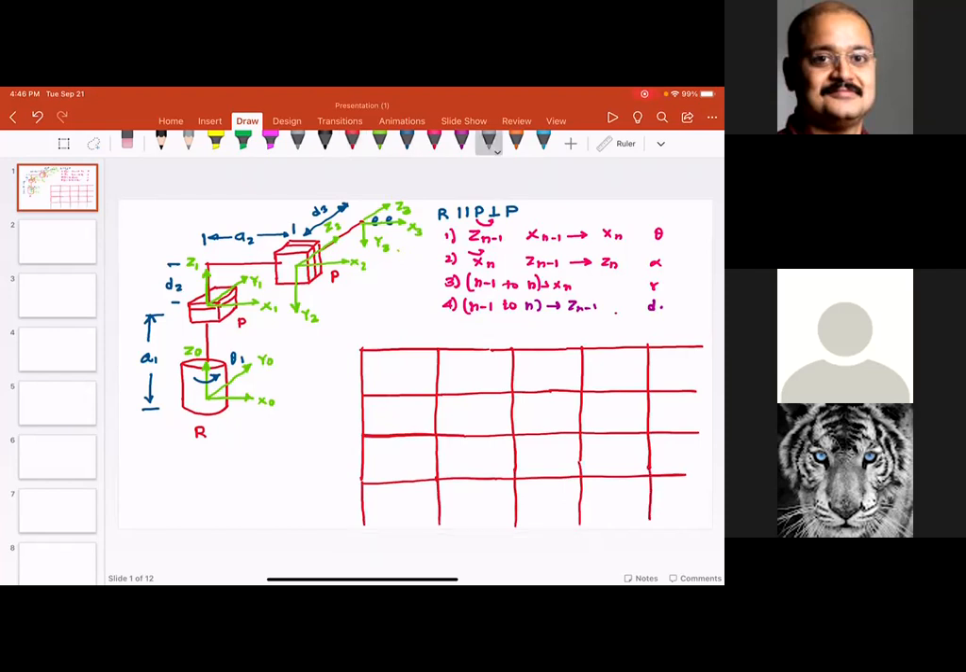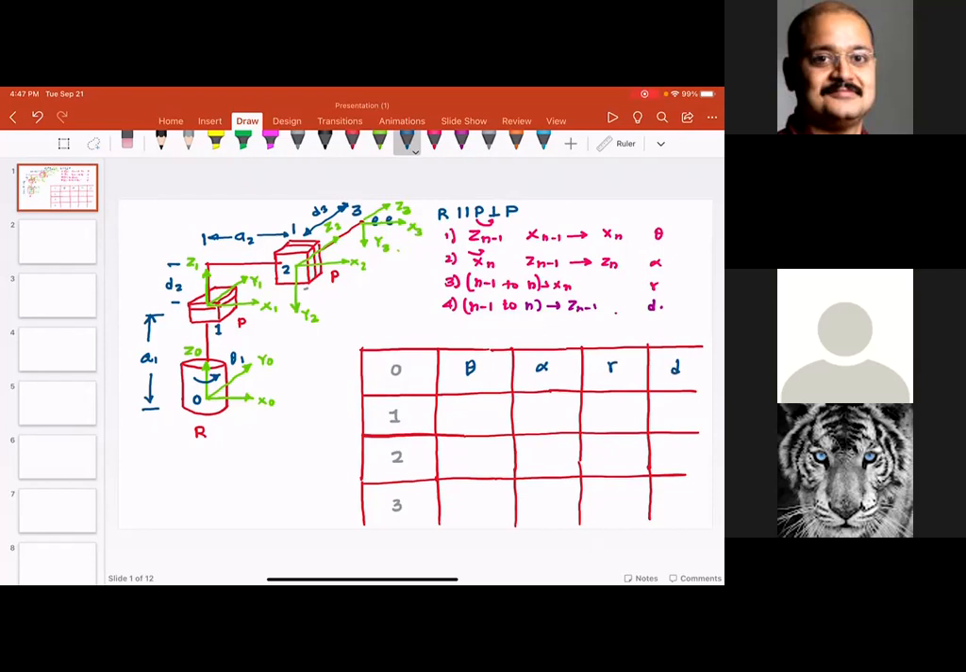So here, this would be for joint 1, 2, joint 3. So this is 1, this is 2, and then this is 3. Actually, this is 0. I'm going to call this 0. This is 0, this is 1, this is 2, and the end effector is 3. Then I'm going to have theta, alpha, r, and d.